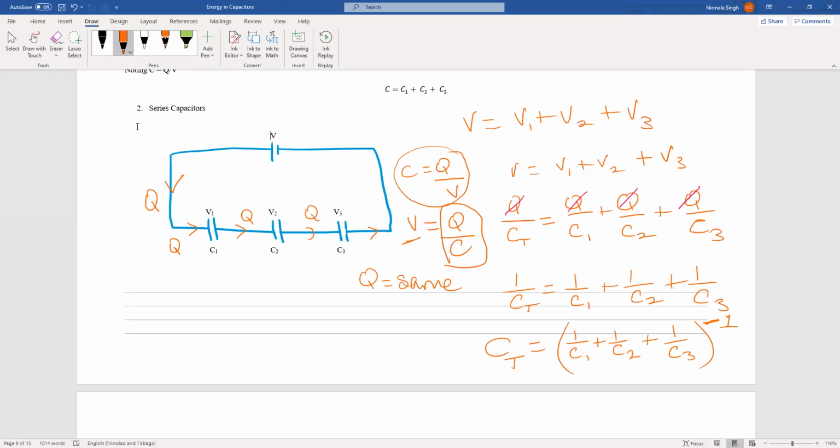So just like how you inverse one over CP to make it CP, why doesn't it inverse everything and it's C1 plus C2 plus C3? You did not just ask me that. That's how we add fractions.